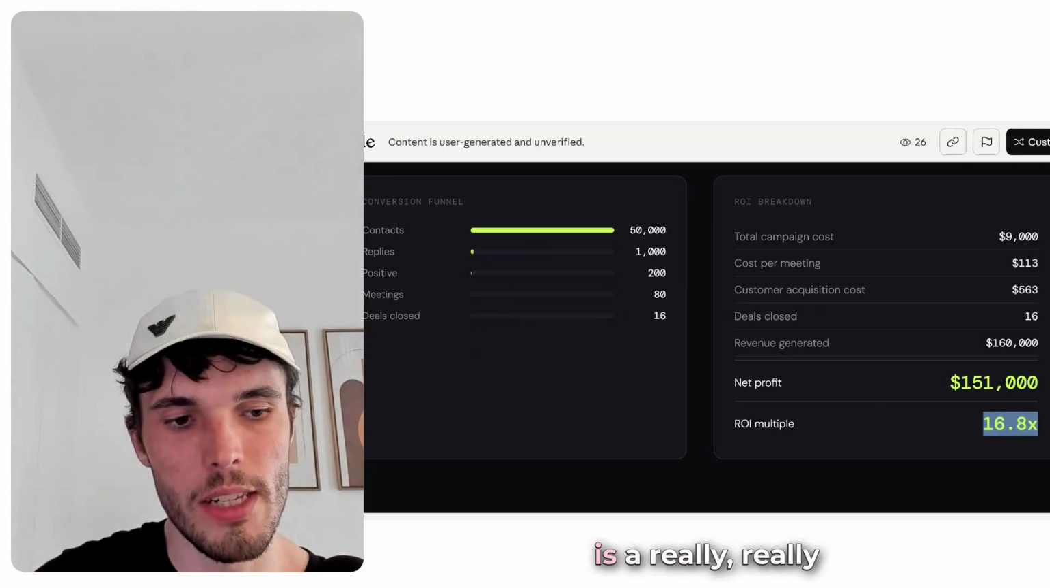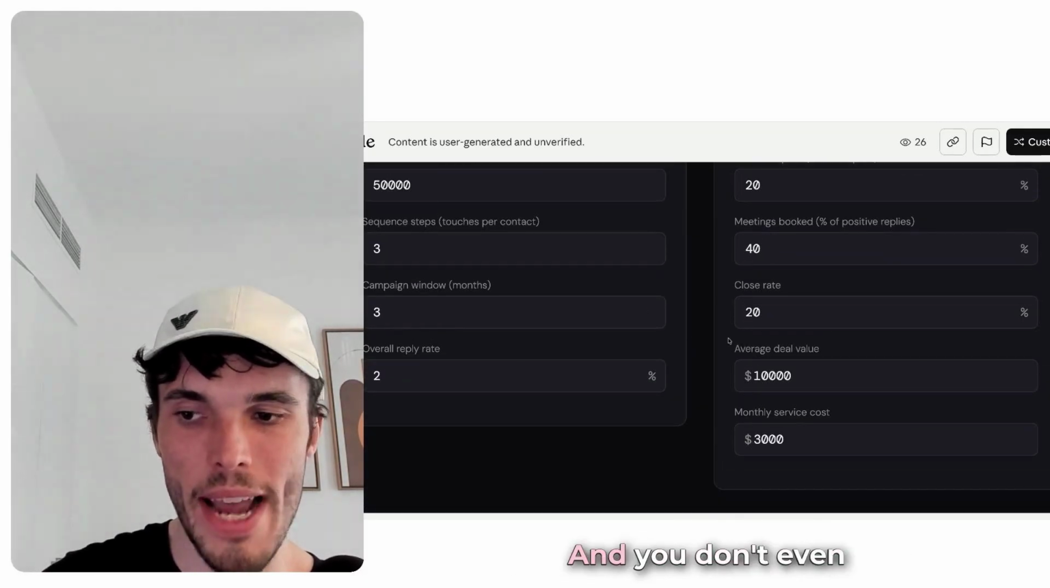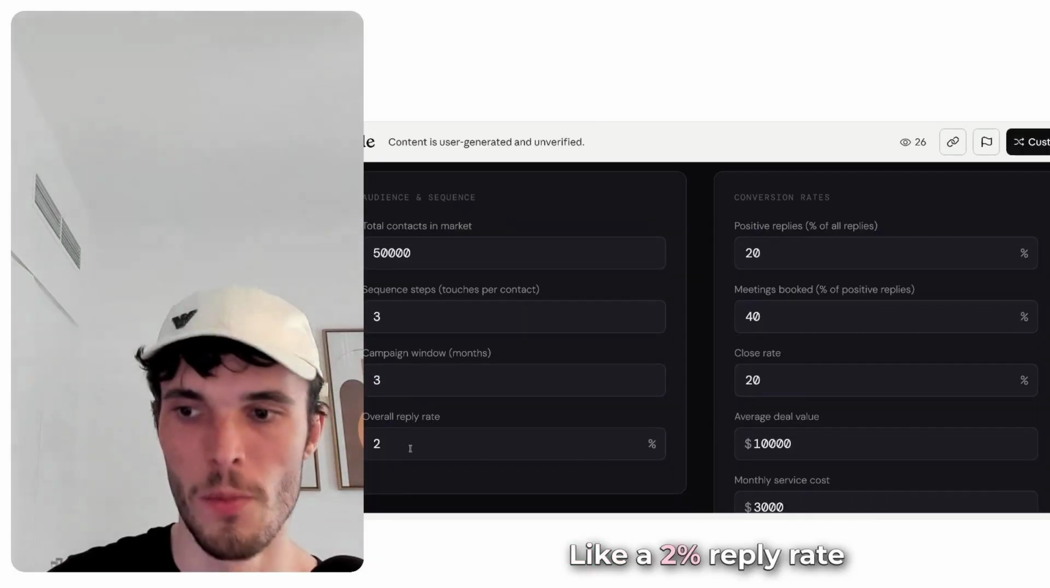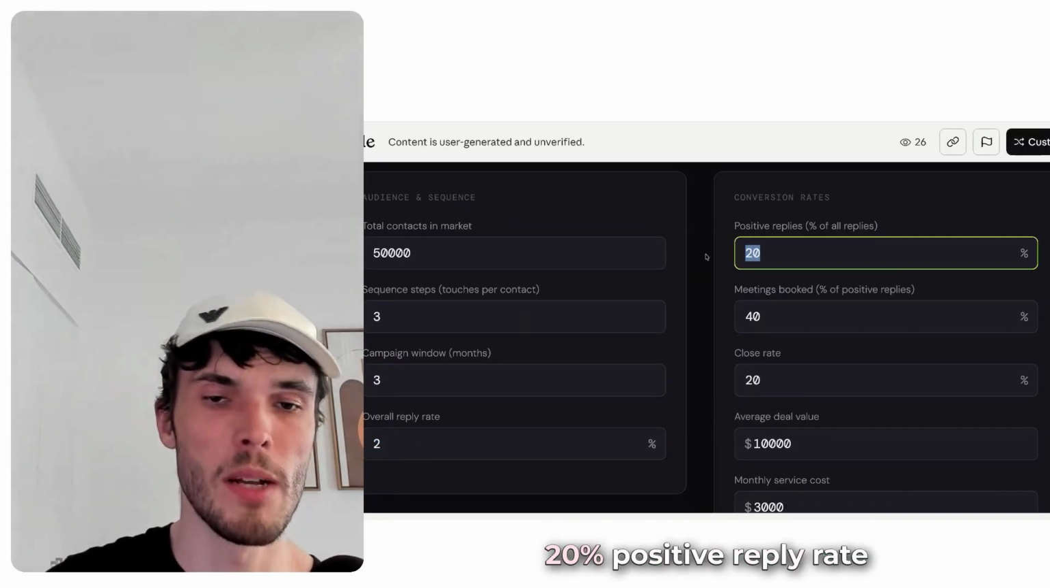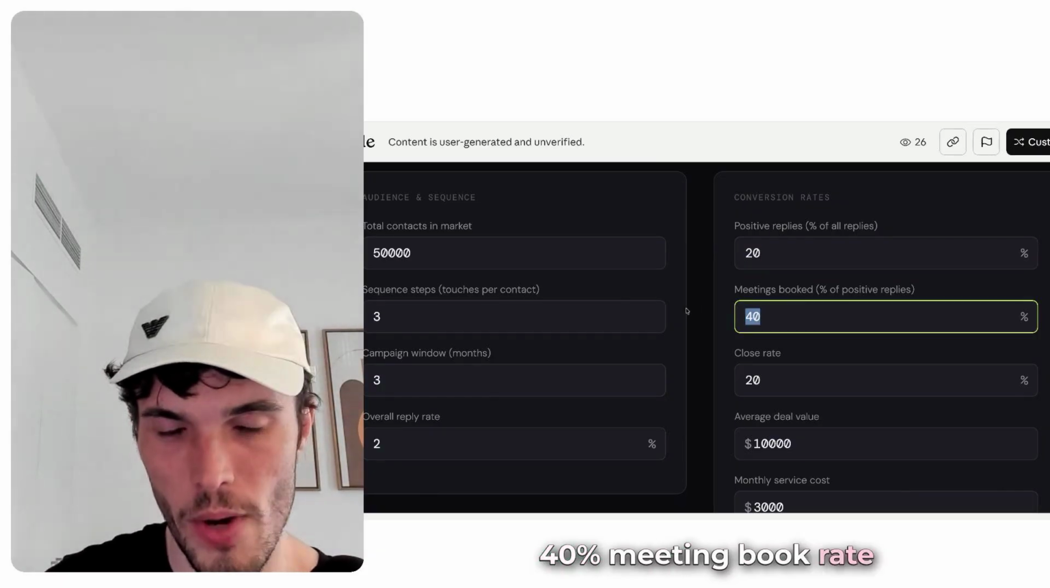So as we can see here, this is a really, really profitable campaign, and you don't even need crazy metrics. A 2% reply rate is nothing crazy. A 20% positive reply rate is nothing crazy. A 40% meeting booked rate is nothing crazy.